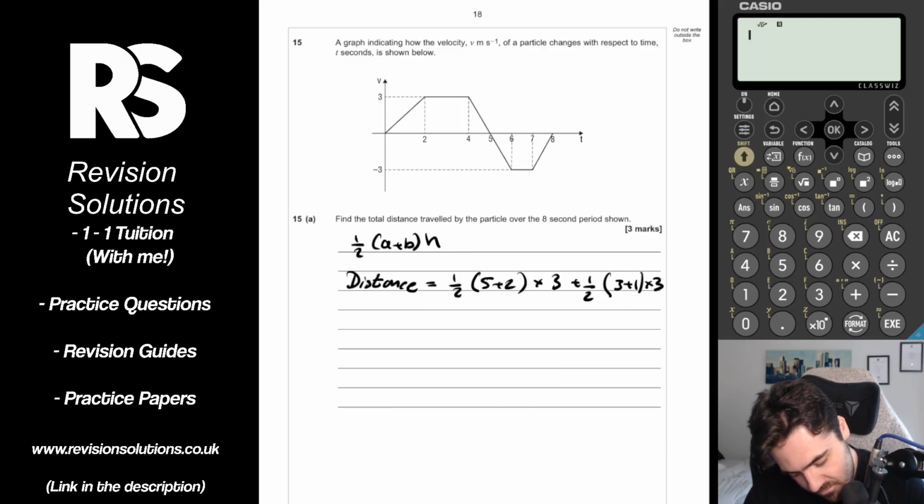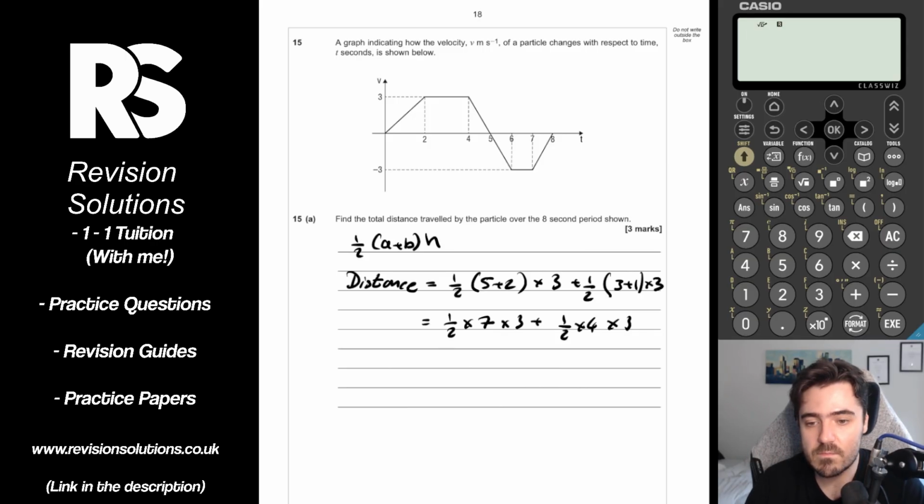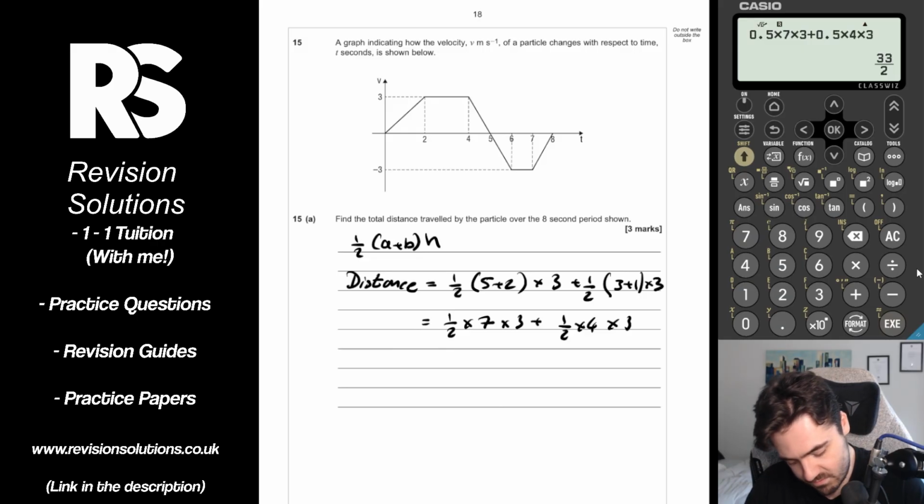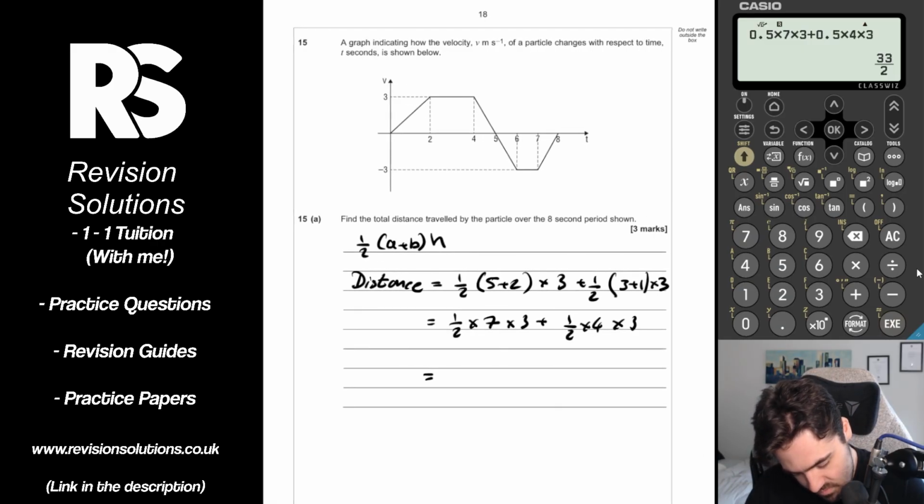Then if we just simplify that, so that's a half times 7 times 3 plus a half times 4 times 3. And I'm just going to use a calculator on that. So 0.5 times 7 times 3 plus 0.5 times 4 times 3. That gives us 33/2 meters.